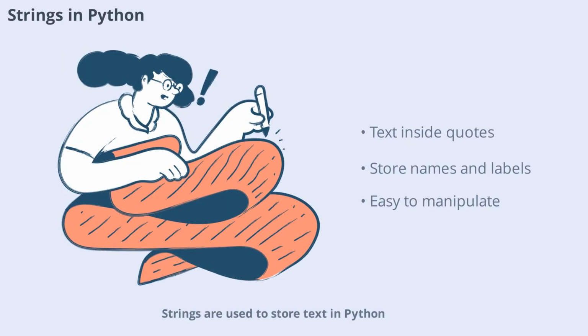Strings are used to store text in Python. Anything inside quotation marks is considered a string, whether it's a single word, a sentence, or even a number written as text. Strings are useful for storing names, labels, or any other information that isn't a number. You can combine, split, and manipulate strings easily with Python's built-in functions.